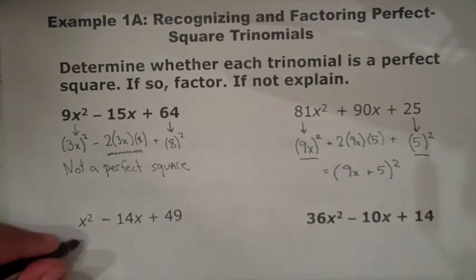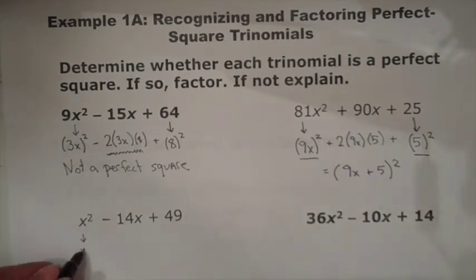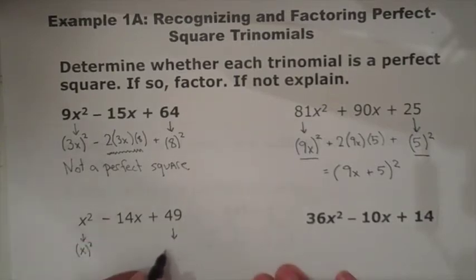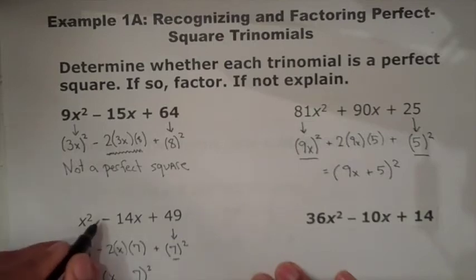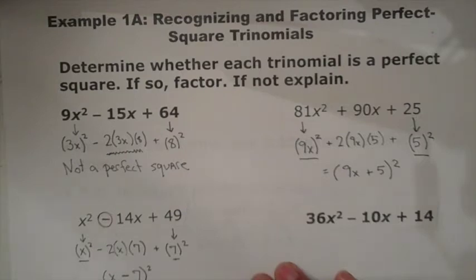Okay, what times what gives me x squared? That's x times x, x squared. And what is 49? That's 7 times 7. Checking my middle term, is it 2 times the first, which is x, times the last, which is 7? 2 times 7 is 14, so this also works. Now when I write my answer, I'm going to use my first one and my last one. So I'm going to have an x and a 7 squared. This time, since the original problem had a minus in it, I need to put a minus between these two.